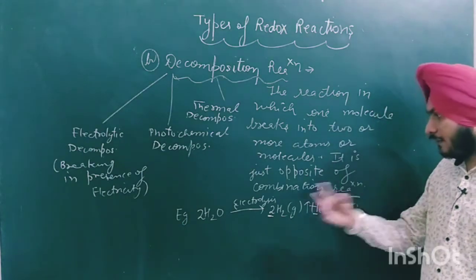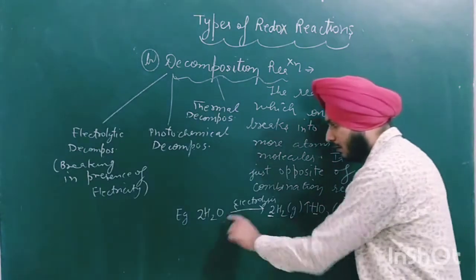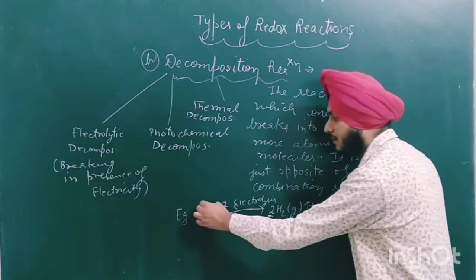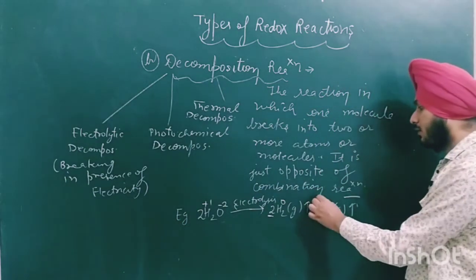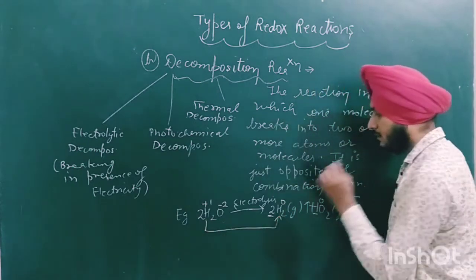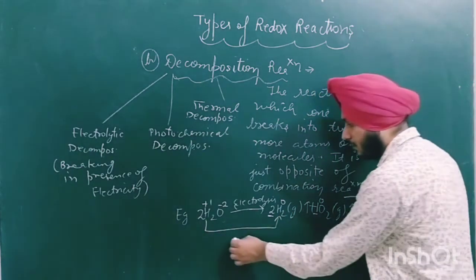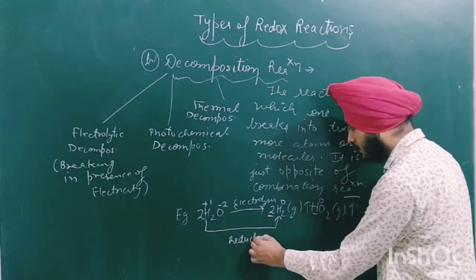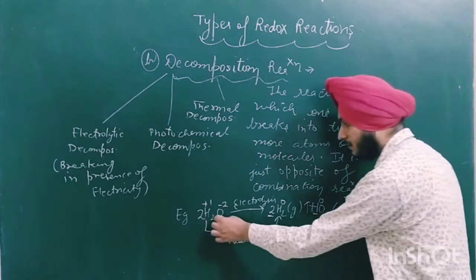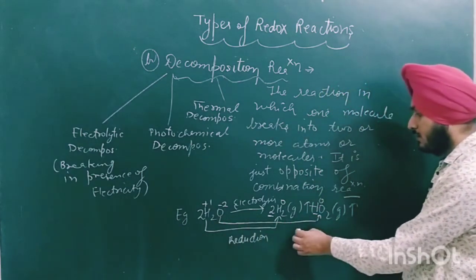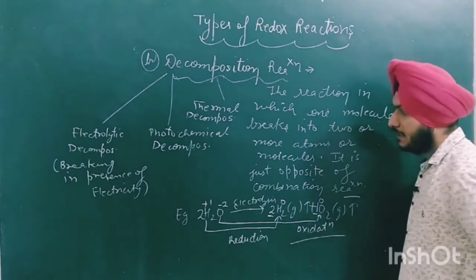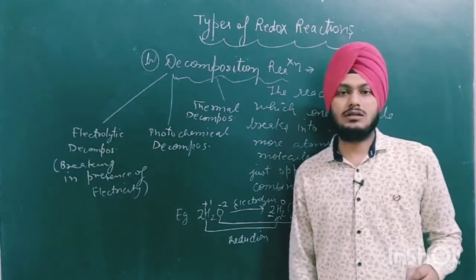Now how is it acting as a redox reaction? The oxidation number of oxygen is -2 and the oxidation number of hydrogen is +1. Here both the oxidation numbers are 0. So H converts from +1 to 0, so reduction takes place. Similarly, oxygen gets converted from -2 to 0, so oxidation takes place. That is why it is acting as a redox reaction.